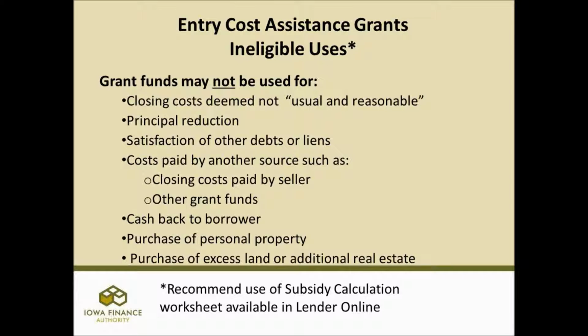And we don't allow for the purchase of excess land or additional real estate. So with multiple parcels, if there is a second parcel that's not necessary for the livability of the home, that second parcel would have to be paid separately with funds of the borrower. The PLUS funds couldn't be used. There is a subsidy calculation worksheet available for you in Lender Online, and hopefully it walks you through so that you don't accidentally allow some of these costs to be paid from the grant and then not be reimbursed after the fact.